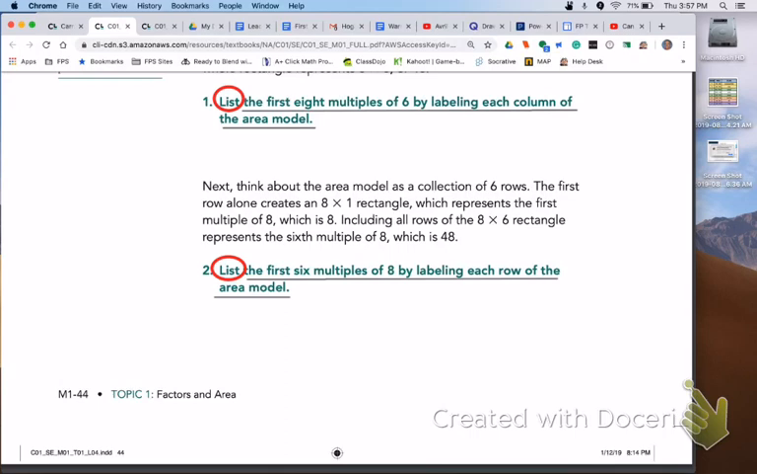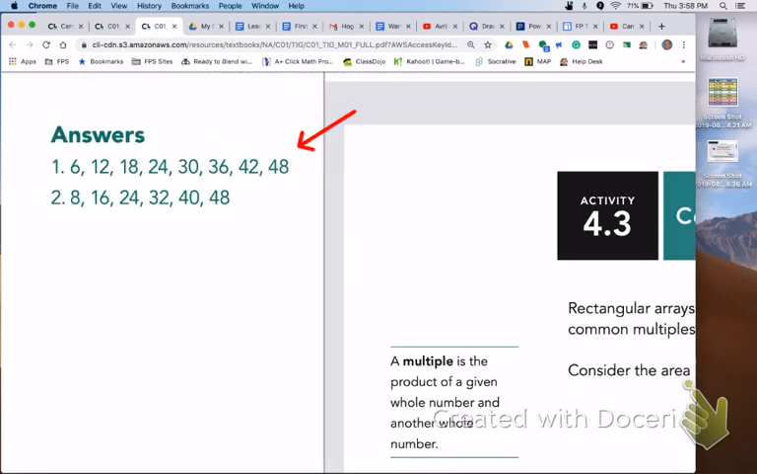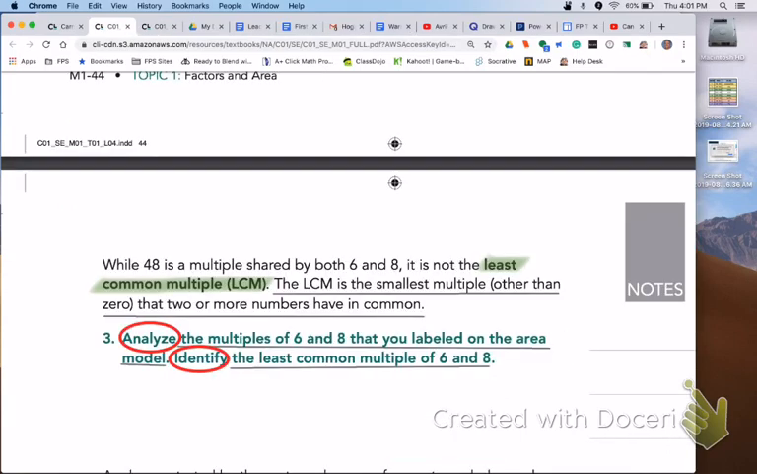Please answer number 1 and number 2 with your group. For number 1, the first 8 multiples of 6 are 6, 12, 18, 24, 30, 36, 42, and 48. And for number 2, the first 6 multiples of 8 are 8, 16, 24, 32, 40, and 48. Please turn to page 45.